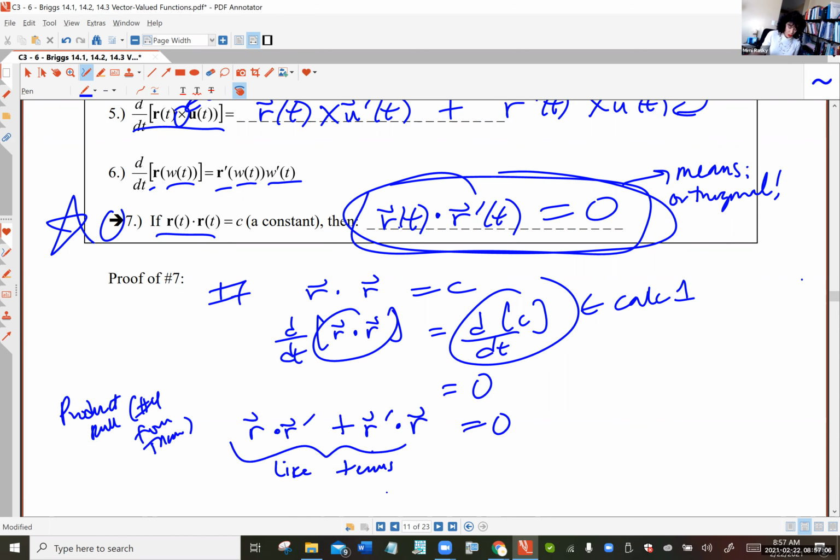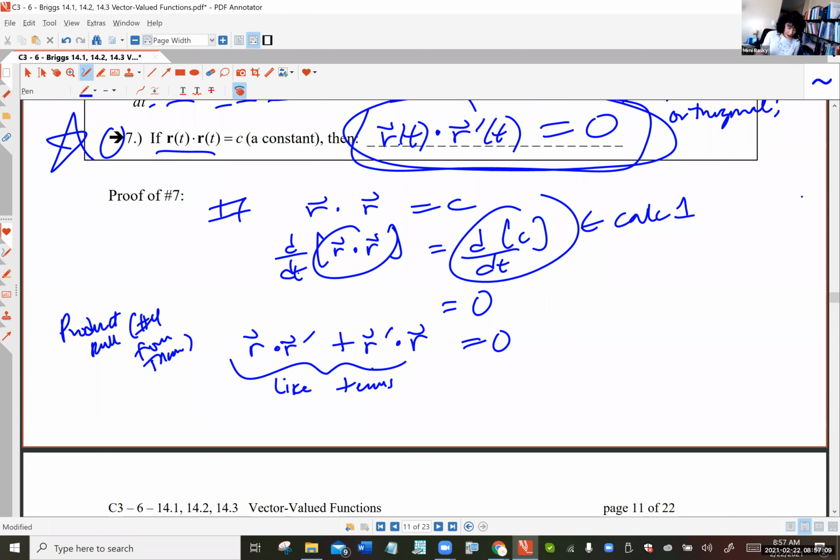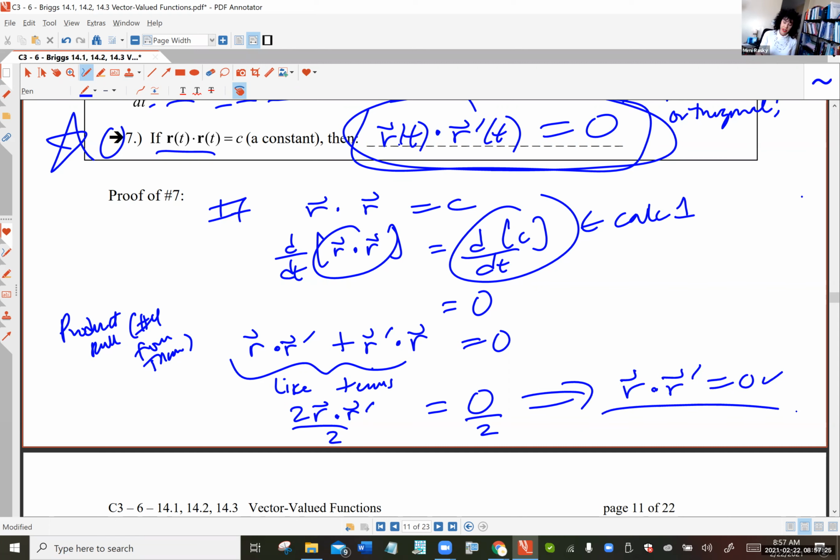1 apple plus 1 apple is 2 apples. So you have 2 of these r dot product with r prime equals 0. And then I'm going to just simply divide both sides of the equation by 2, and that gives me the result. And so there you go, end of proof. And it's true that now the dot product of the vector valued function with its derivative will be 0.